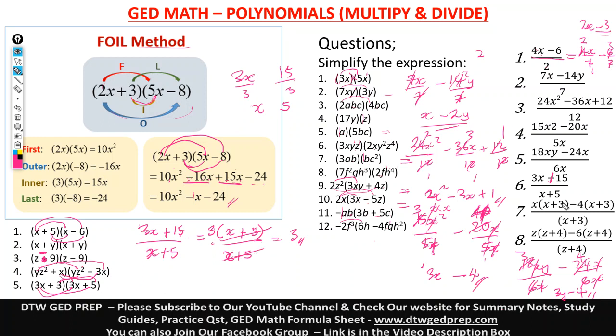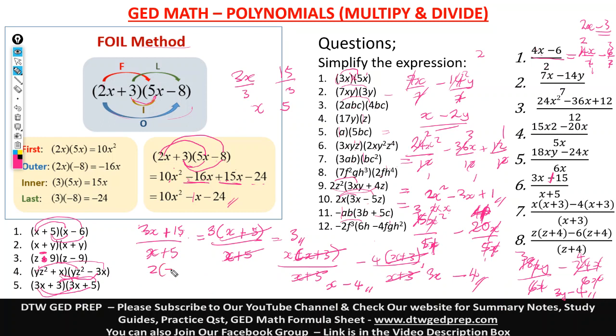All right, now look at number seven here. Number seven is still the same logic you use. Divide everything by the x plus three, because it's the common denominator to everything here. So, x plus three divided by x plus three, minus four times x plus three divided by x plus three. So, this will cancel, this will cancel, this will cancel, this will cancel out. And you're left with x minus four.